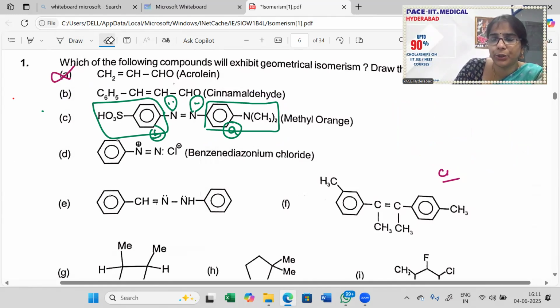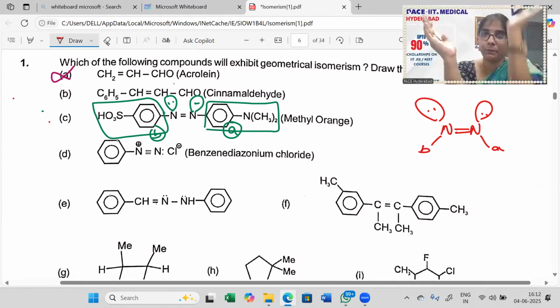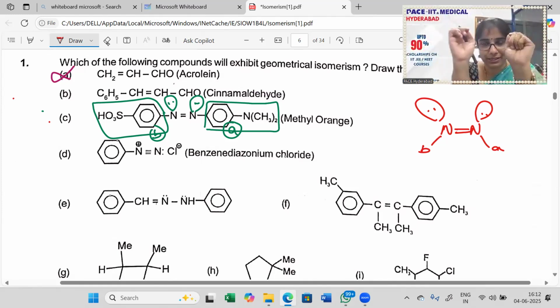Because you should be very fast in drawing these things, you will not keep on drawing everything together, right? So nitrogen, double bond nitrogen, lone pair with B, and then lone pair with A. That's it. This is my figure. So lone pair with A and lone pair with B, you have two different groups on the restricted side. Very well, geometrical isomerism exists.